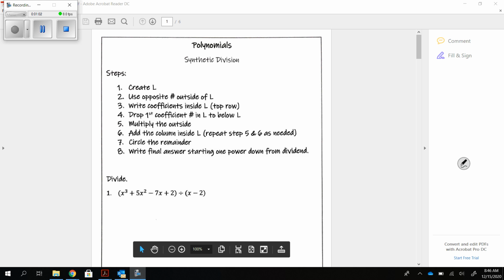Step 7, circle the remainder. And step 8, write the final answer starting 1 power down from the dividend. And that will make sense in a second.